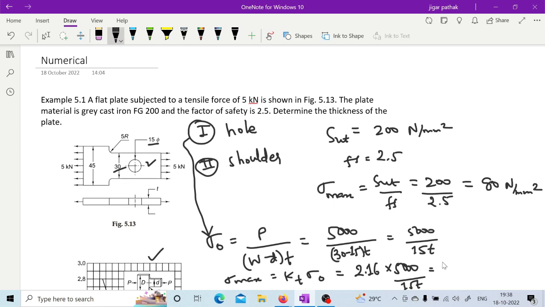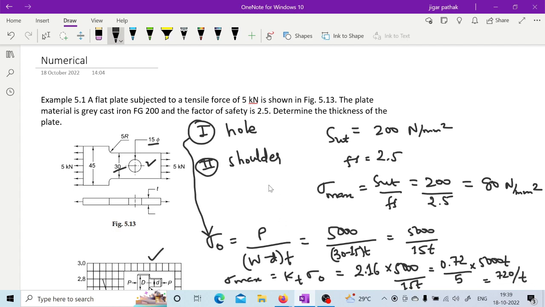So if you take 2.16, then it will be 0.72 by 5. 5 into 3 is 15, and 0.72 into 3 will be 2.16. Now into 5000, it will be 720 by t. 720 by t.